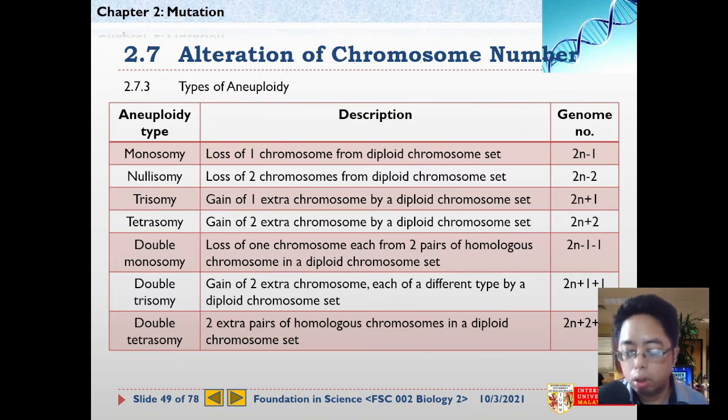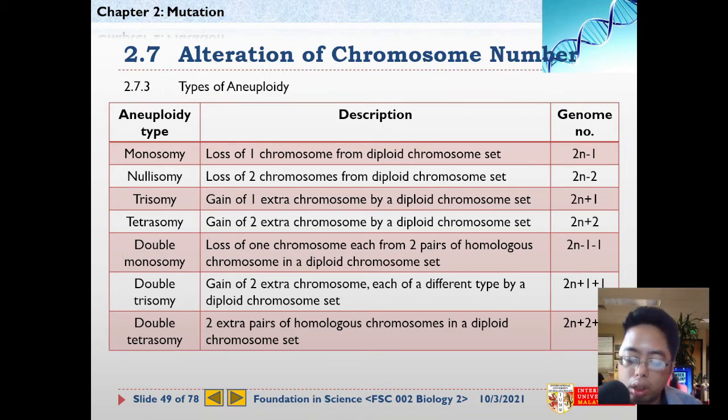Monosomy is a loss of one chromosome from a set. You know, every chromosome has its partner, right? Chromosome 1, 1. Then chromosome 2, 2. Because one is from the father, one from the mother. If one of them is lost, now you have a single chromosome. Call it monosomy. Nullisomy is the loss of two chromosomes from the diploid chromosome set. So now both of the partners are gone. Trisomy, you gain one extra chromosome. Tetrasomy, you gain two extra chromosomes. Why is it tetra? Because tetra means 4. So now you have 4 chromosomes of the same kind.